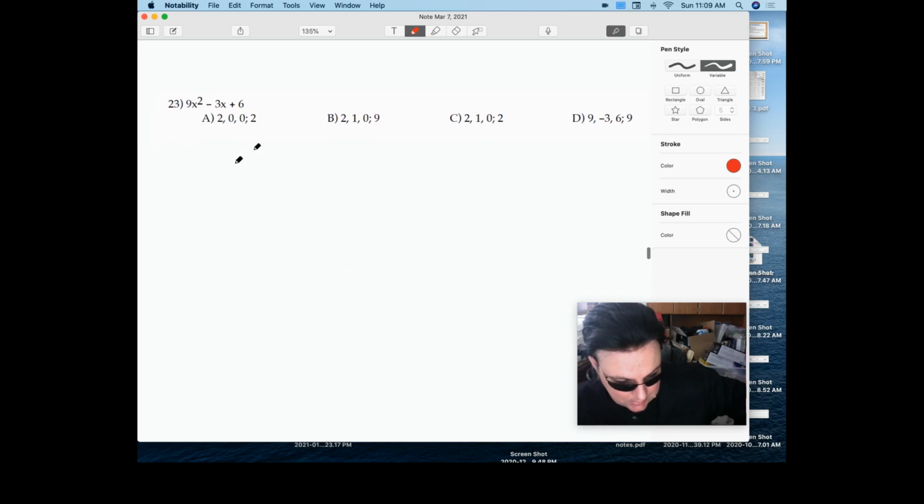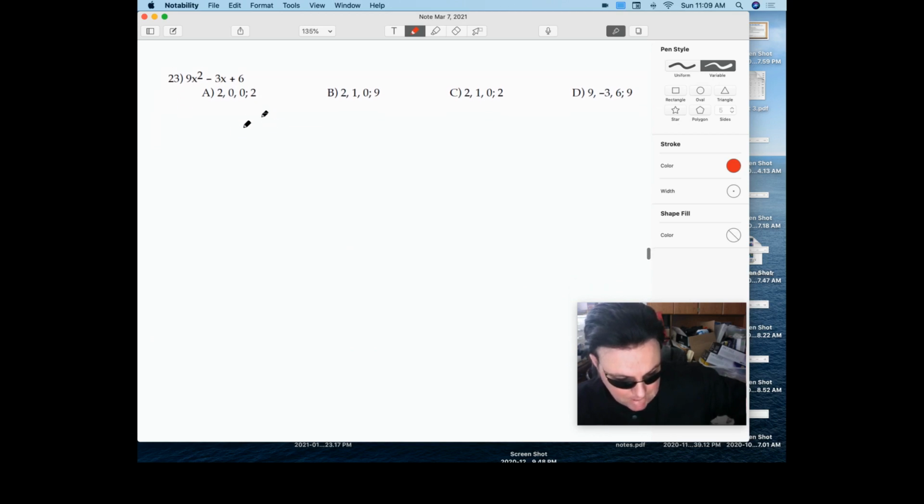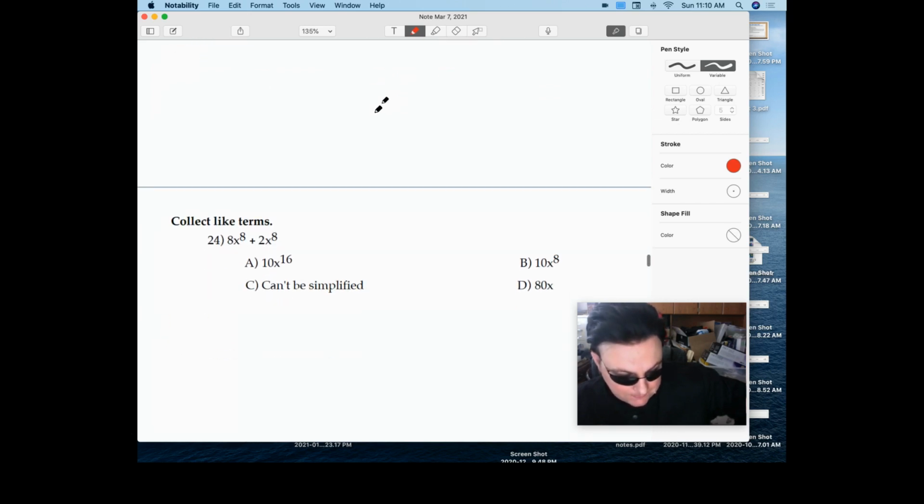All right, 23. Again, 2, 1, 0. So we want 2, 1, 0. That goes away. 2, 1, 0. 2, 1, 0. So it's one of these two. And we go with the highest exponent. Notice it's the highest exponent, not the number in front. So the highest exponent is 2. So C is the correct answer. All right, we're just knocking these out.